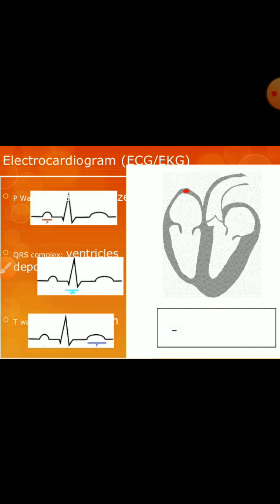The part of the baseline between any two deflections is known as interval. The PQ interval, which is the interval between the beginning of the P wave and that of QRS wave, is about 0.16 second, while QT interval between the beginning of the Q wave to the end of the T wave is about 0.35 second. So the P, R and T waves are above the baseline of the ECG and are called positive waves, while Q and S waves below the baseline are called negative waves.